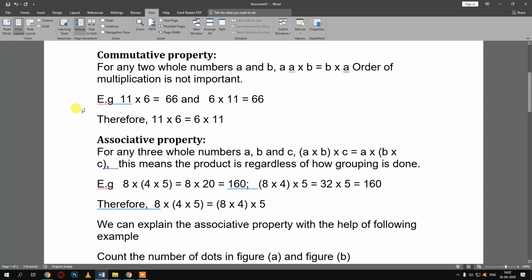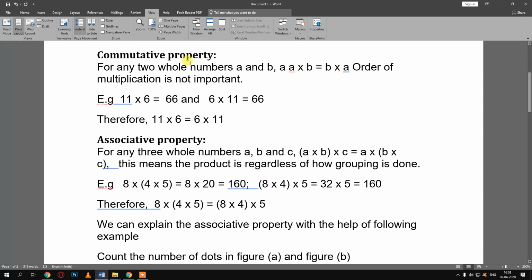For any two whole numbers a and b, a multiplied by b is equal to b multiplied by a. Order of multiplication is not important. So in this commutative property, order of multiplication is not important. It means if you do a into b or b into a, you will get the same answer. Here a is in the first position, in the second case a is in the second position. It doesn't matter. When you multiply, you will get the same answer.